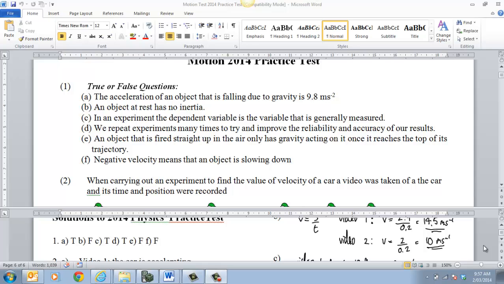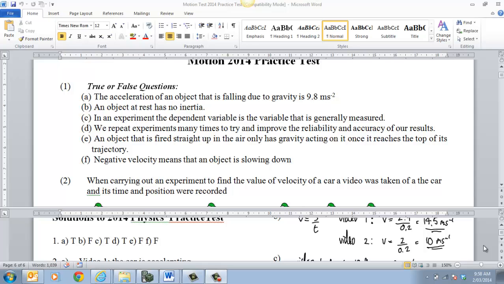So therefore, if we have a mass, an object at rest with no inertia, that is false, because we know that inertia is something that wants to stay where it is. Impulse is force over time. We did look at two examples, like pulling the tablecloth out from under a heavy object.